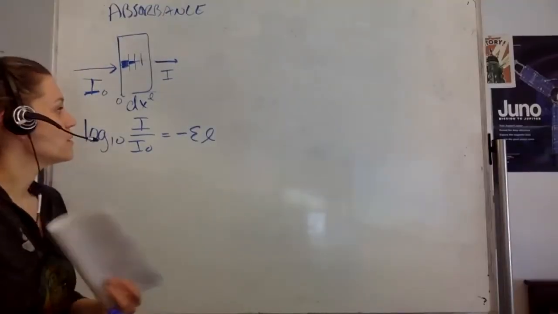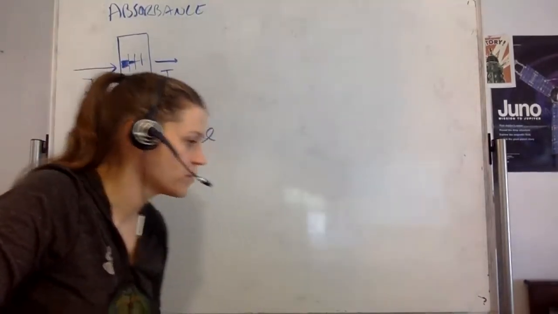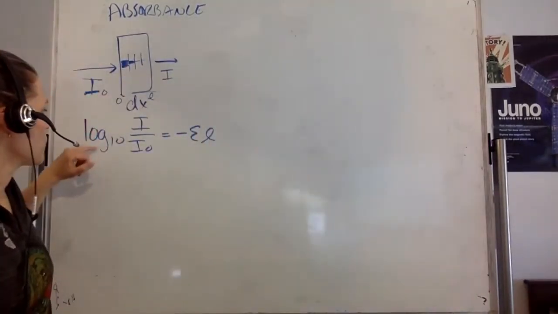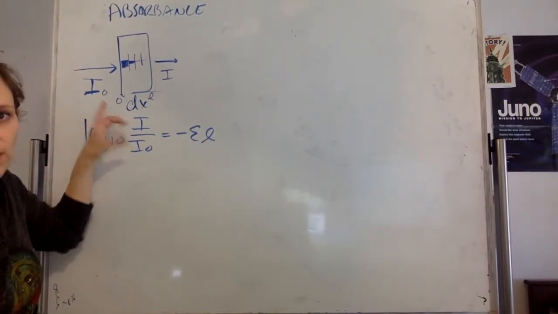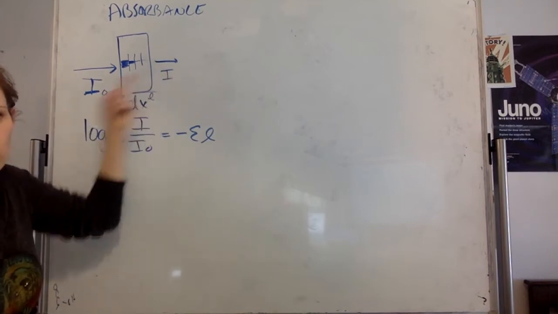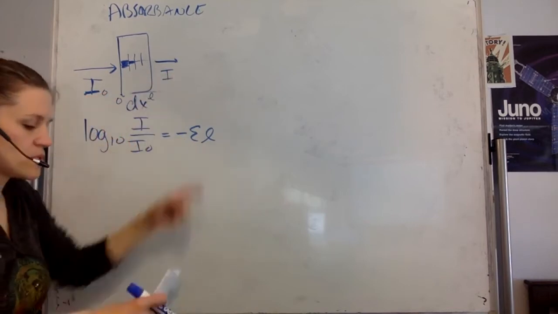Okay. So hopefully you followed that. Pause me and reread it. I'm also following Atkins, by the way. This is in section 11. But I've got log base 10 of I over I zero. So this is the fraction of intensity that gets through. So there's my I zero, I added a zero, I didn't have that before. It is equal to minus epsilon L.